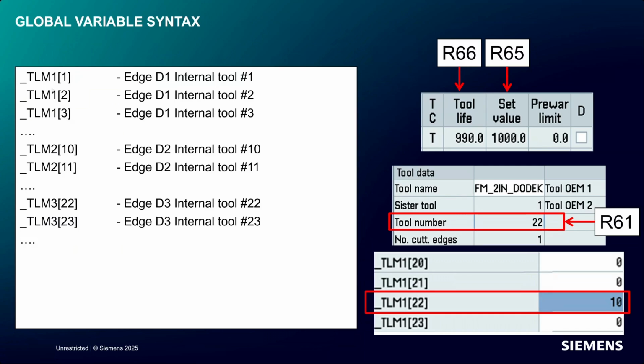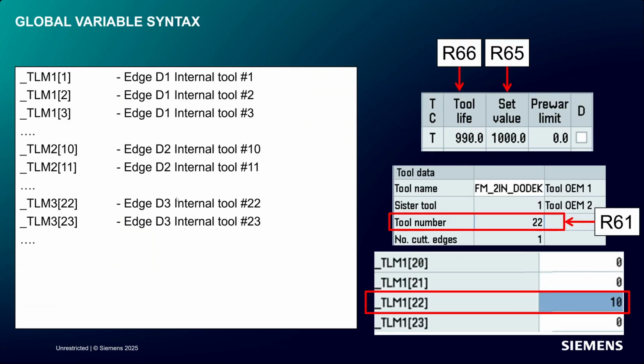And likewise, not only does it need to accommodate how many tools you're running as far as the internal tool number, you need to accommodate for how many edges you're using. So _TLM1 and in brackets a number will correspond to edge number D1 and whatever the tool number is. And if you're using a second edge, D2, it would look like this, TLM2 and however the tool number. Same thing for edge 3, TLM3, and so forth, all the way to D9.